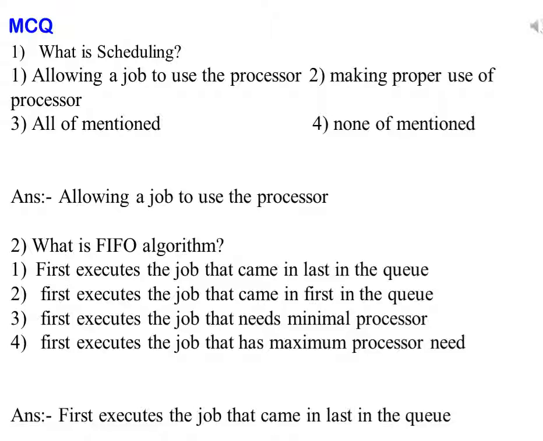What is scheduling? Option A, allowing a job to use the processor. Option B, making proper use of the processor. Option C, all of the above. Option D, none of the above. Answer is option A, allowing a job to use the processor.